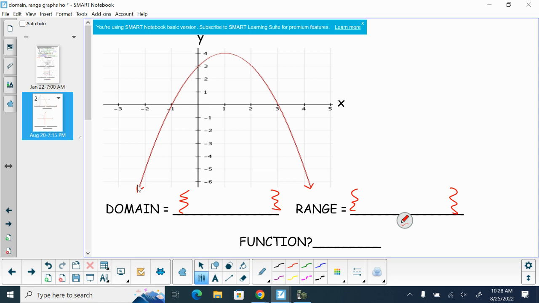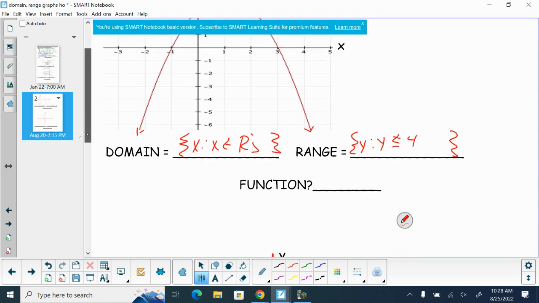Dakota, what do you have for the domain? Okay, member of real numbers. That's correct. Alex, the range? Y such that y is less than or equal to 4. Y is less than or equal to a value 4. Is this going to be a function, Jace? Yes, it is. Okay.